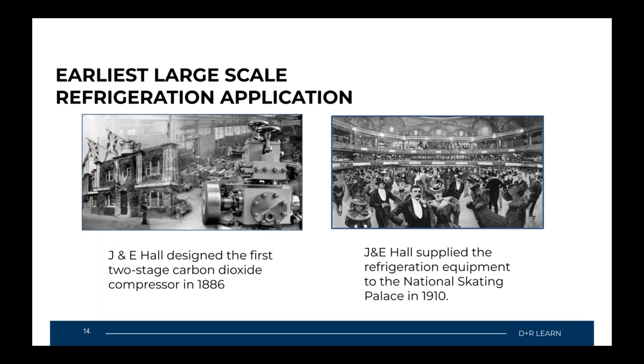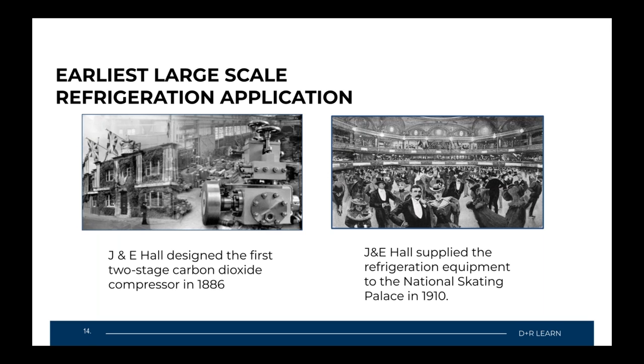And when you think of applications beyond just the food industry, we look to the left here. J&E Hall was one of the forerunners of modern refrigeration. And as early as 1886, the company designed the first two-stage carbon dioxide compressor. And if we look over to the right, as the design evolved and improved, the equipment was also purposed for community entertainment.